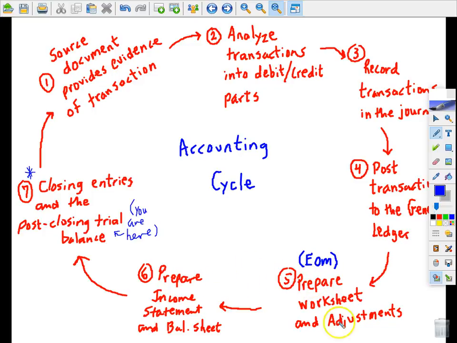And so after the adjustment is completed, then we use that final worksheet to prepare our income statement and balance sheet. That's what our last test was about. And now here we are closing the month. Okay, so what today's lesson is going to be about is we're going to look at 4 journal entries that basically close out those temporary owner's equity accounts.